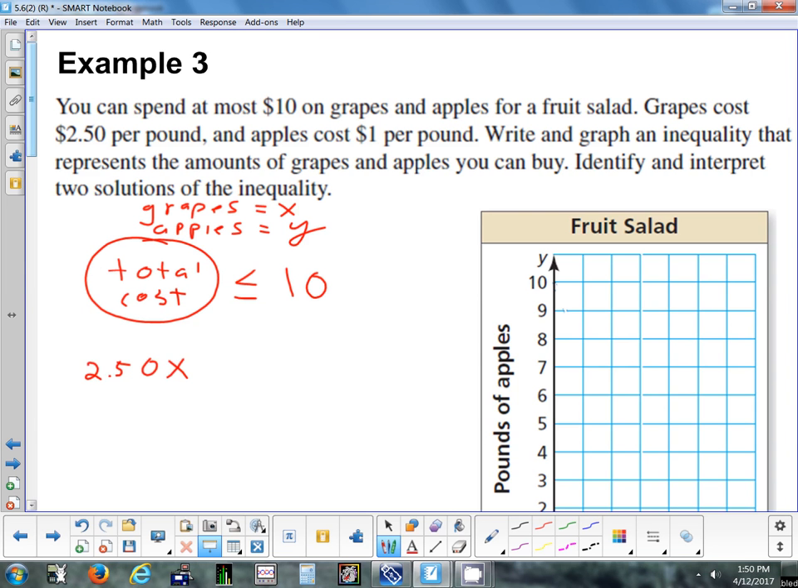But we can only buy so many pounds, and then we'll hit our limit, how much we can spend. What else are we going to buy besides grapes? Apples. So apples are going to cost money too. So what are we going to do when we find out how much we spend on apples and how much we spend on grapes? We have to take the 2.50x and do what? Plus. We have to plus. Plus $1 y. So you could just put 1, or if you want to write $1, that's fine. 1y. And our cost has to be what again? Less than or equal to $10.